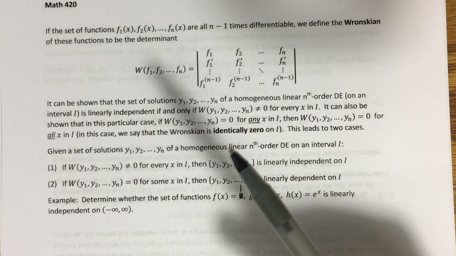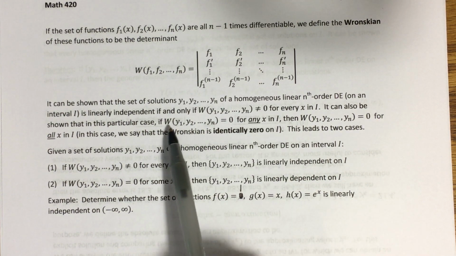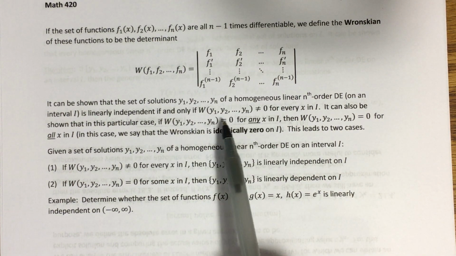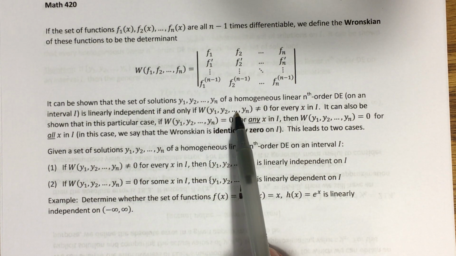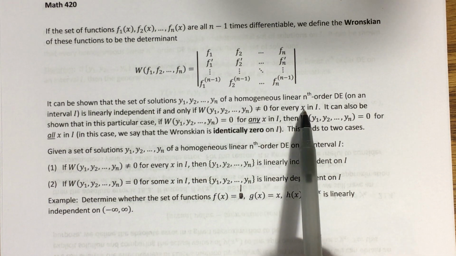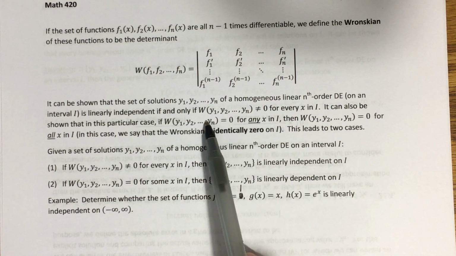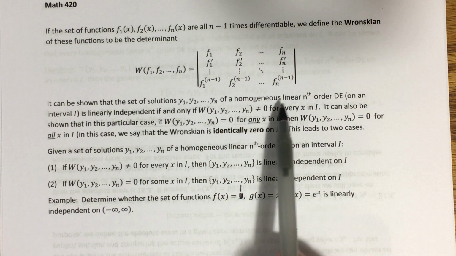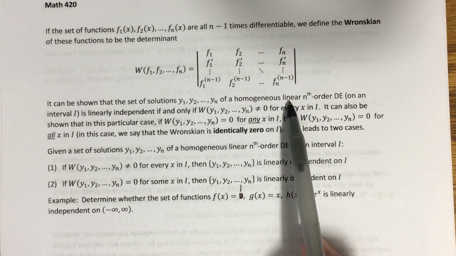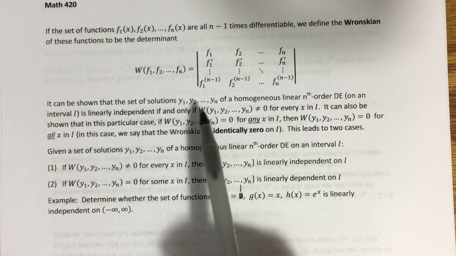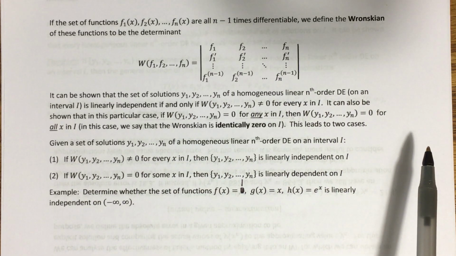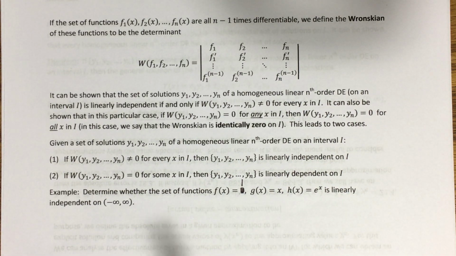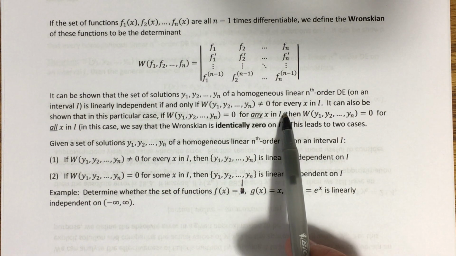Okay? It also turns out that in the case of homogeneous linear nth order DEs, if these are solutions, you get an interesting dichotomy. So either the Wronskian will be equal to 0 for all values of x in an interval, or it will be not equal to 0 for all values of x in that interval I. You don't get an overlap. So again, if these are solutions to a homogeneous linear nth order DE, only in that case, this Wronskian, this determinant that we're talking about here, will either always equal 0 for anything I plug into it, or will never equal 0 for anything I plug into it, as long as I'm plugging in numbers from this interval I.